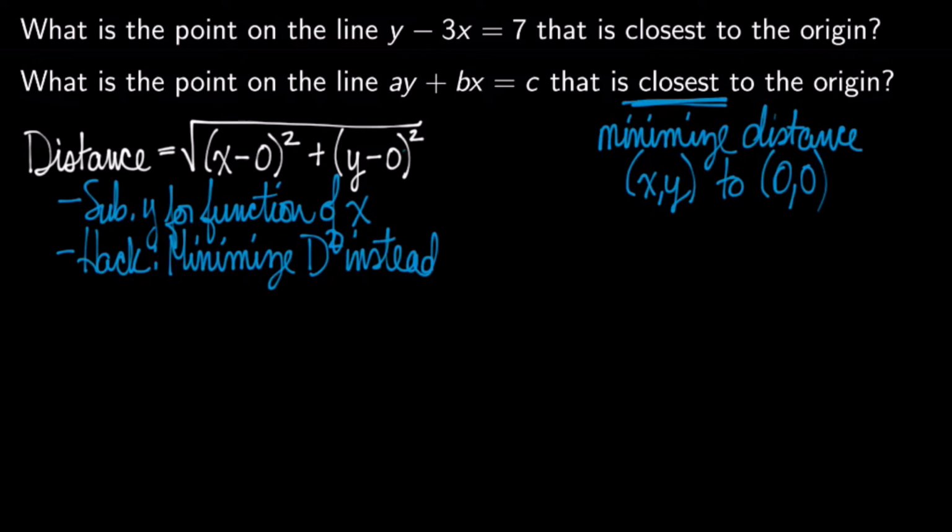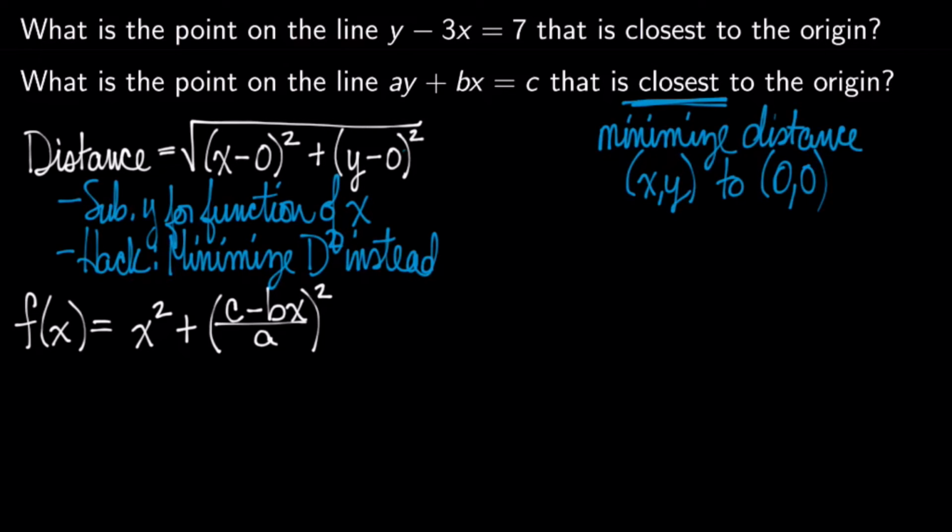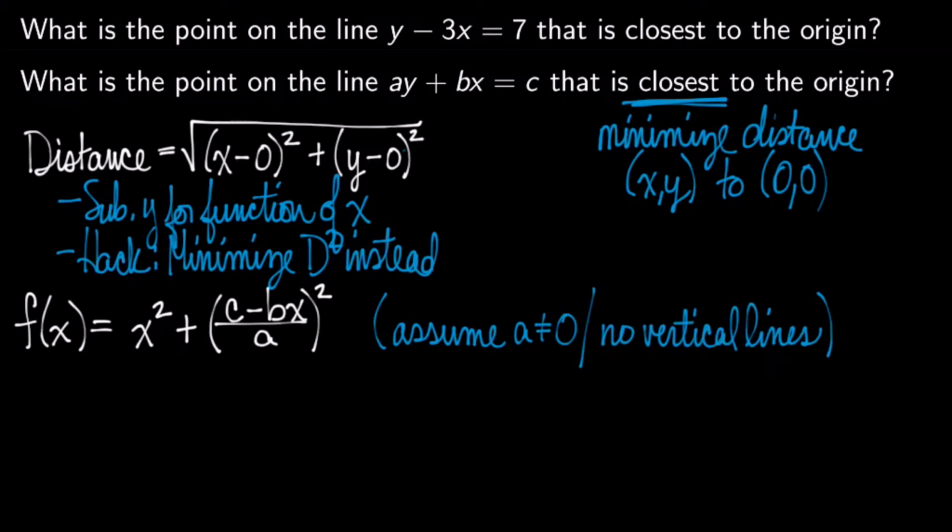So it actually makes your life much, much easier. Very tiny change. So with those 2 changes, what I get is a function that I'm naming f. I get that f of x is x squared plus y squared, which is now x squared plus (c minus bx over a) squared. This is the thing I'm going to minimize. A, b, and c are constants. X is a variable. So again, I'm assuming a is not 0 and that we're not doing any vertical lines. That's because a is in the denominator here.